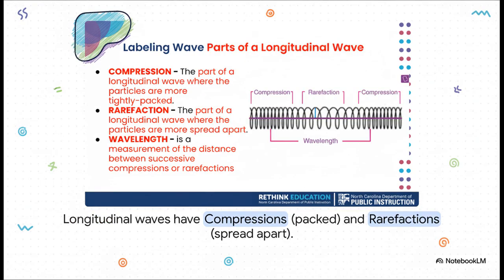Now, longitudinal waves don't have crests and troughs. Remember, they look different. Instead, they have these squished up parts and these stretched out parts. The areas where the particles are all packed tightly together are called compressions. And the areas where they're really spread apart, those are called rarefactions. It's that pulse of compression that moves through the medium.